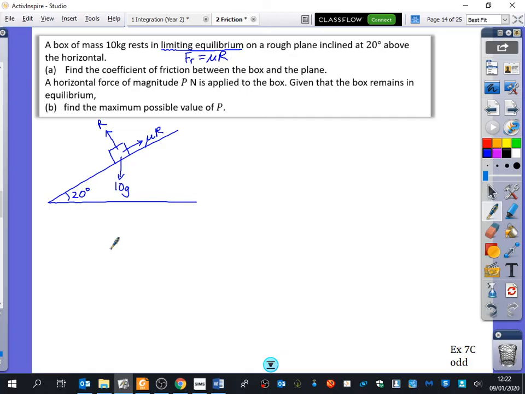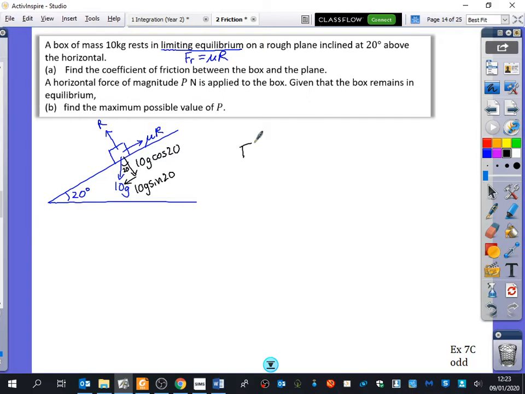So we've got mu r. So this first part should be all right. Better get on with doing some of those force resolving though. So I'm going to split the 10G into these two, with that angle at the top as 20. This one running along here is which one, Ronak? It's 10G cos 20, and so I have 10G sine 20 running along here.